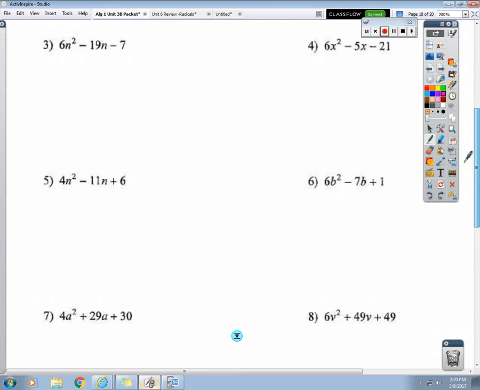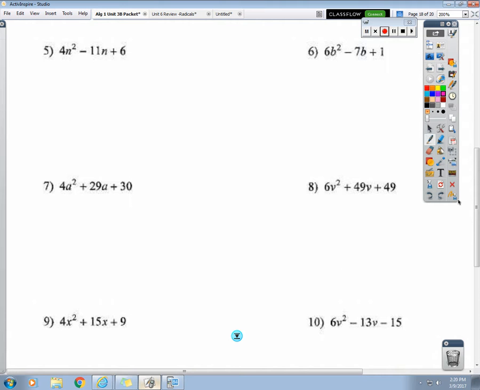Okay, so number 5. What is the leading coefficient? 4. Can I divide all 3 of these by 4 and get whole numbers? No. So this is not one where we can factor out the 4. This is one where we have to do our new method. You're looking for 2 numbers that multiply and add. They add to what?